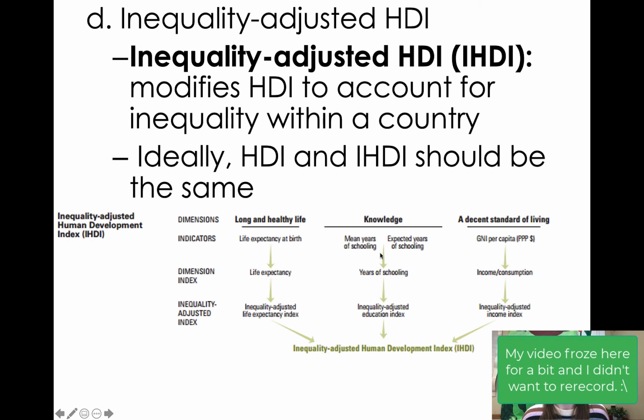For knowledge, the way that we might measure that is the average years of schooling, or mean years, and expected years of schooling. How much do we expect you to get versus how much are you actually getting? And then decent standard of living, we would look at GNI per capita. That's something that we looked at yesterday. The dimension index for life expectancy at birth is just general life expectancy, knowledge, years of schooling, decent standard of living, income, consumption. And then inequality adjusted life expectancy, education, and income. All of these break down to change and make it the inequality adjusted HDI.